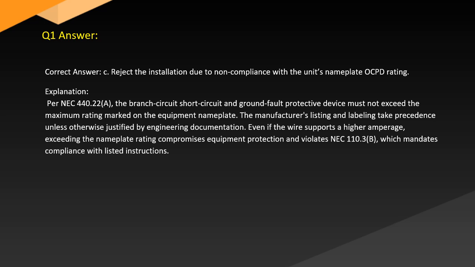Explanation. Per NEC 440.22(A), the branch circuit short circuit and ground fault protective device must not exceed the maximum rating marked on the equipment nameplate. The manufacturer's listing and labeling take precedence unless otherwise justified by engineering documentation. Even if the wire supports higher amperage, exceeding the nameplate rating compromises equipment protection and violates NEC 110.3(B), which mandates compliance with listed instructions.